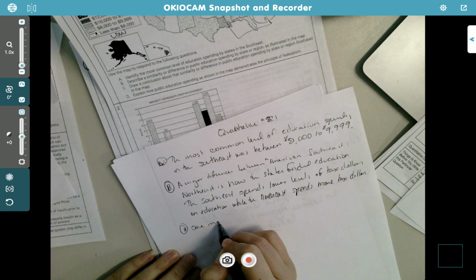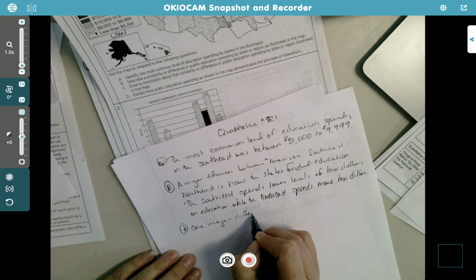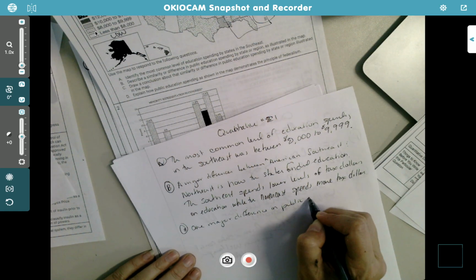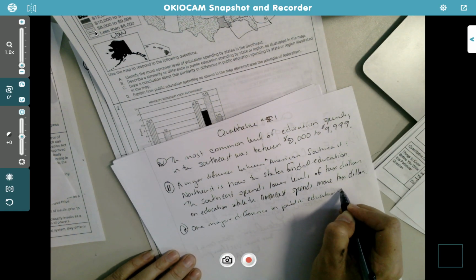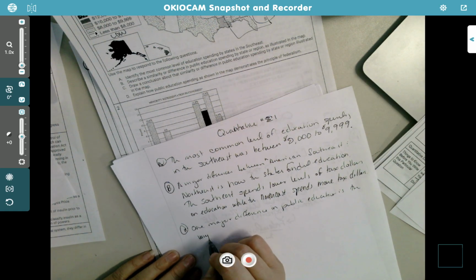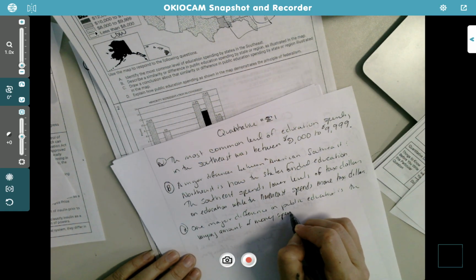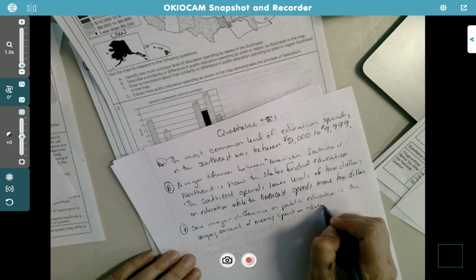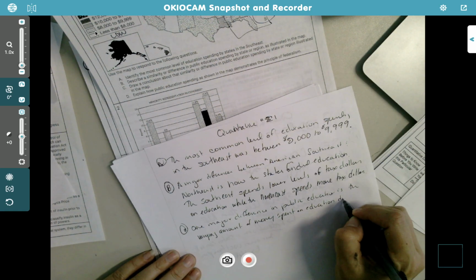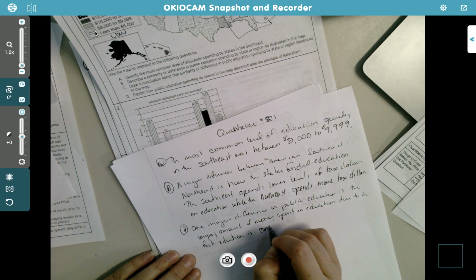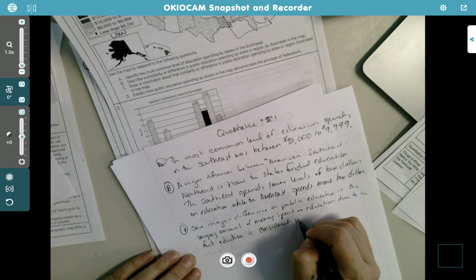One major difference in public education is the varying amount of money spent on education due to the fact education is considered welfare programming.